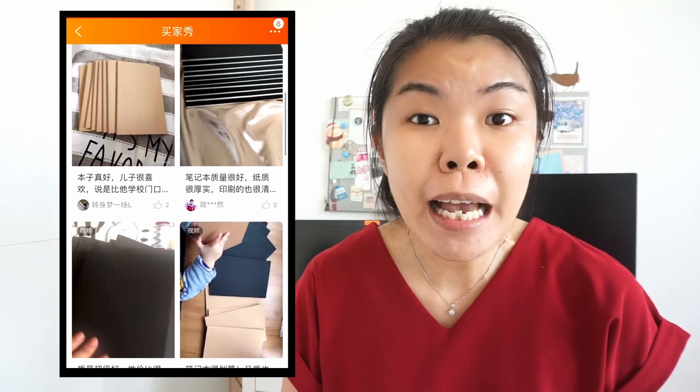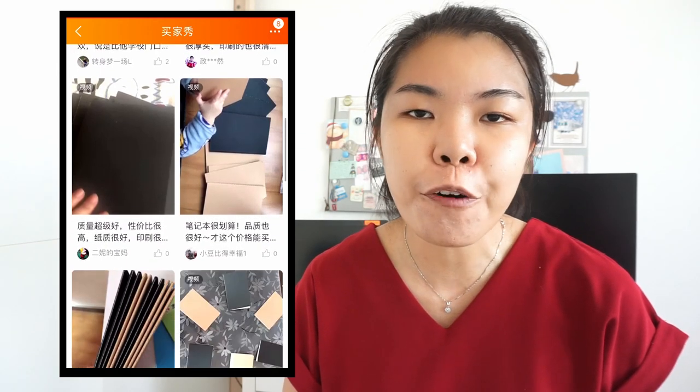I have bought 180 B5 craft notebooks from Taobao. I received the books and they were not in the best conditions. So today I'm going to walk you through how to write a complaint email. You will not only be able to use them in your O-levels exams, but you might be able to use them in your everyday lives in future.